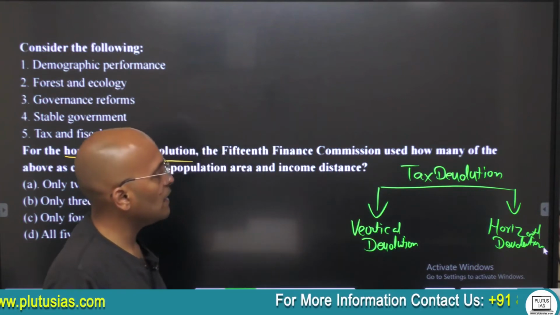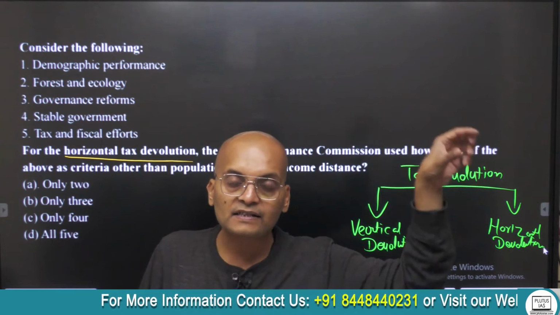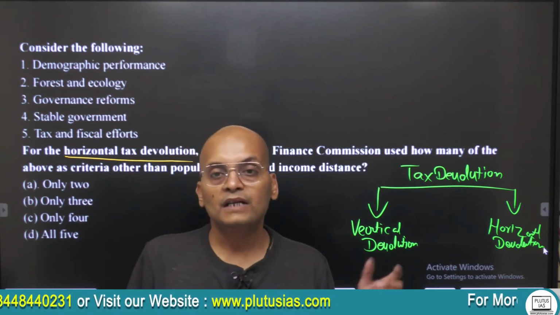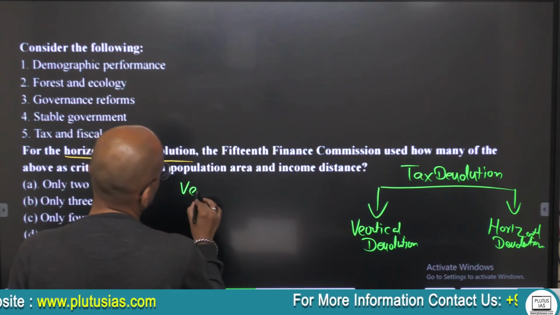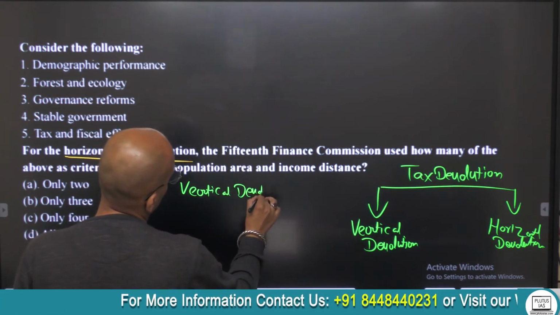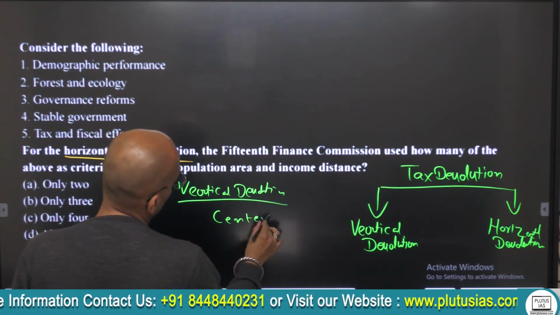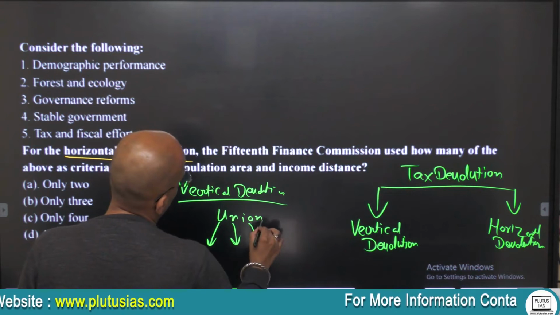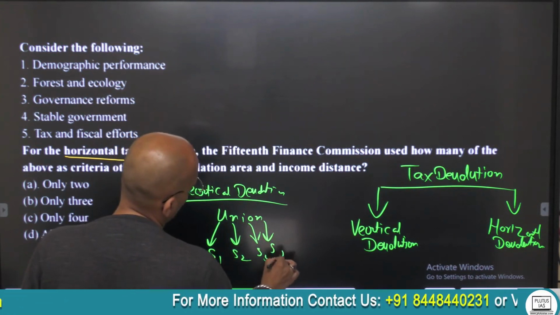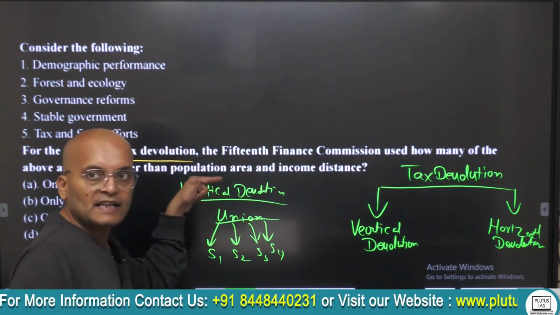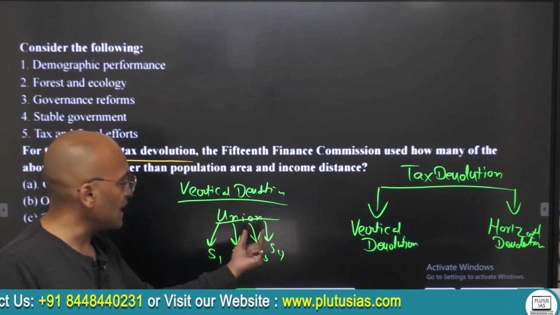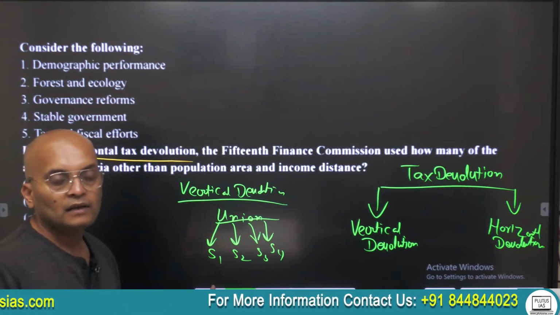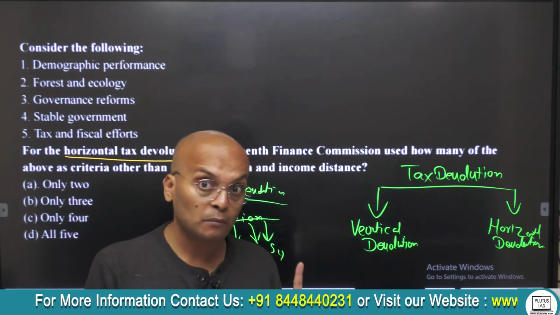Now, what is vertical devolution? Tax devolution means distribution of the tax to the states, because the states do not get that much tax. The center gets the major chunk. So how is it done? What happens in vertical devolution? This is the center, or union. And here are different states under the union, S1, S2, S3, S4. So see how it is happening vertically, it is going down. Transfer of taxes from the union or center to the states, that is vertical devolution.